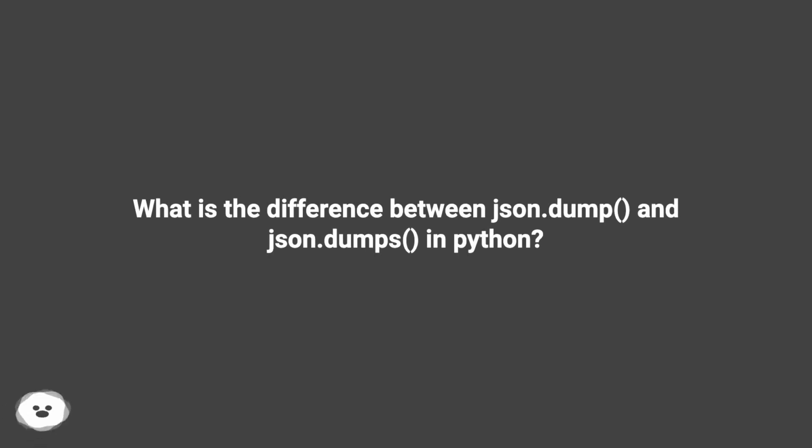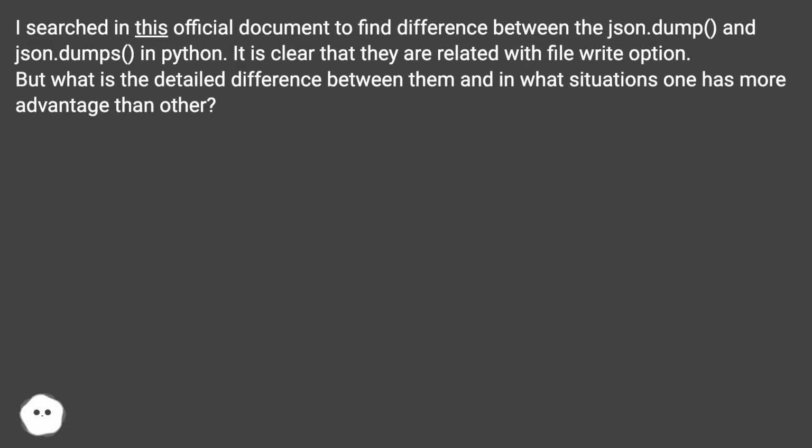What is the difference between json.dump and json.dumps in Python? I searched in this official document to find the difference between json.dump and json.dumps in Python. It is clear that they are related with file write option. But what is the detailed difference between them, and in what situations does one have more advantage than the other?